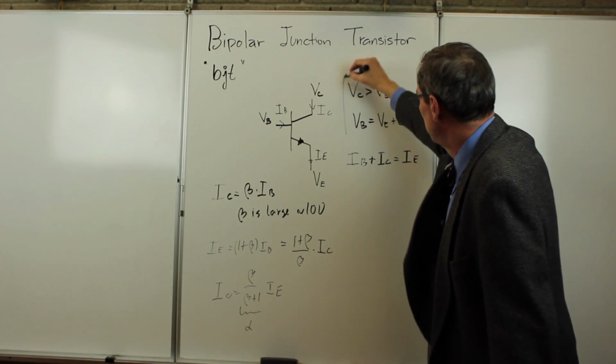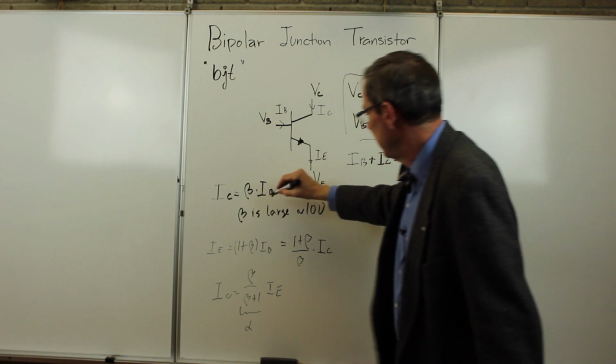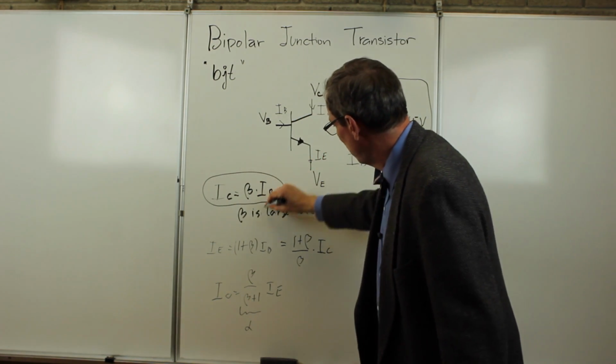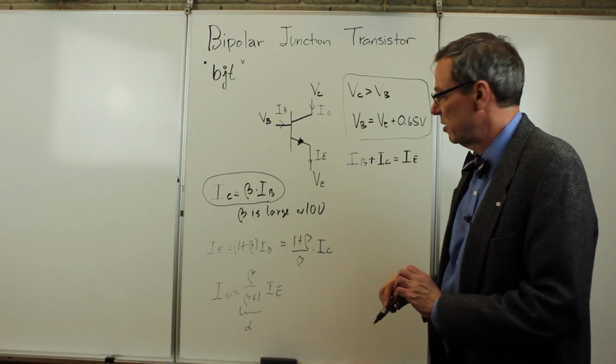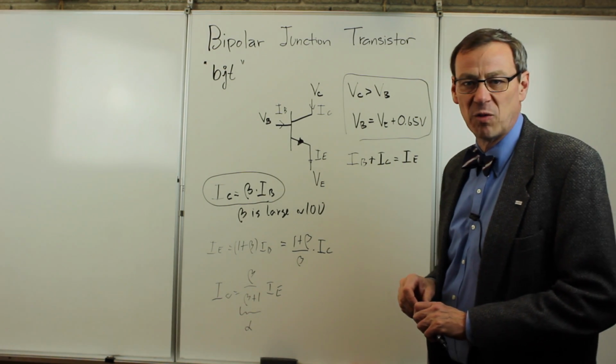If we set these two conditions up, then that condition is satisfied and the beta of the transistor is large, on the order of 100. So let's talk a little bit about what that means for performance.